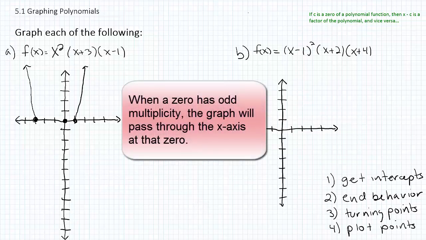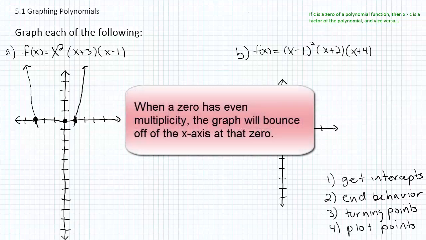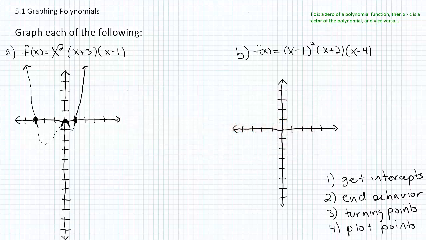So we know that the graph is going to come down here through this zero, x equals negative 3. It'll also go through the x-axis there at x equals 1. But then it's going to have to turn around to come and hit this zero here. And because it's an even multiplicity there, we're going to get a bounce there. It's going to hit that and bounce off, and it's going to have to turn around somehow and pass through the x-axis there.